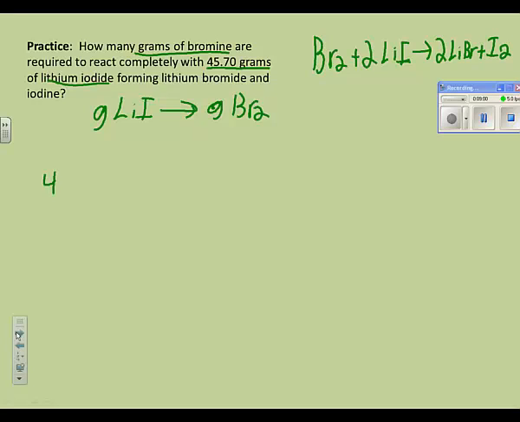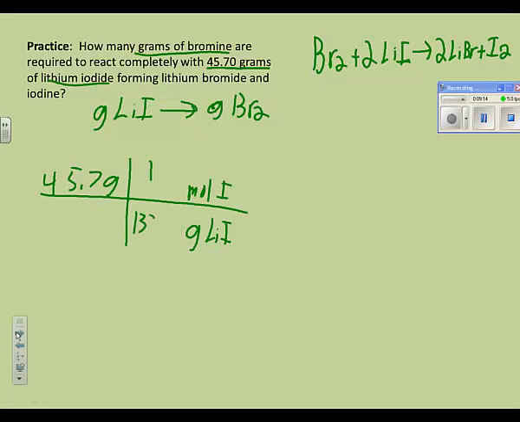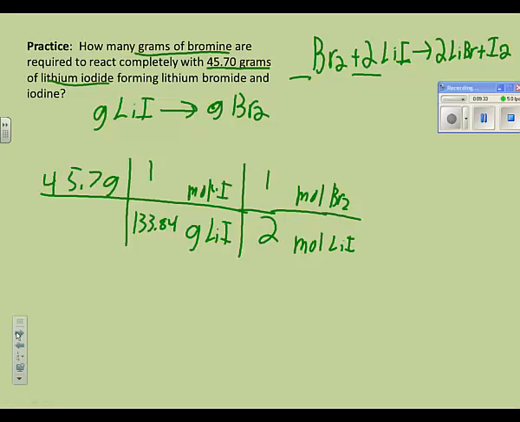So you start with your given, like always, 45.7 grams. And the first thing you've got to do is convert to moles. So grams of lithium iodide to moles of lithium iodide. 1 mole of lithium iodide is 133.84. Remember, these are molar masses. Next step is the mole ratio. So you have moles of lithium iodide to moles of bromine. We have 2 moles of lithium iodide to 1 mole of bromine. So you can see how we can go between 2 different substances to find out how much of one we can react with how much of another.